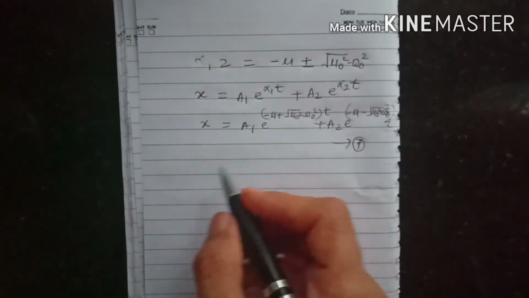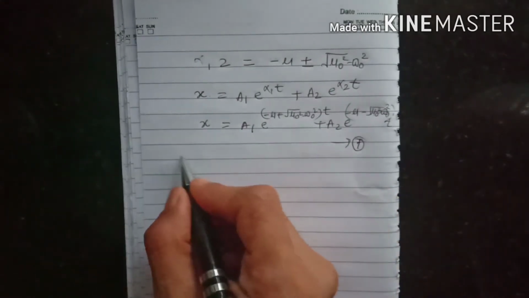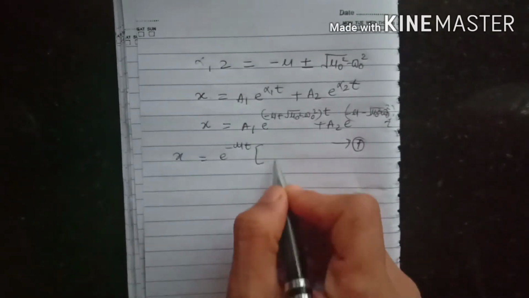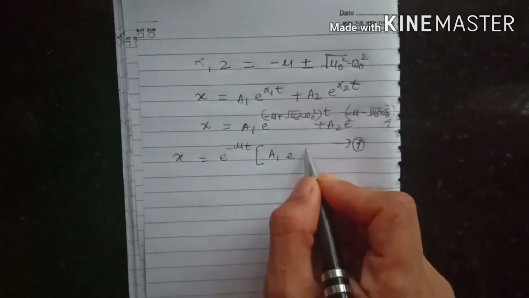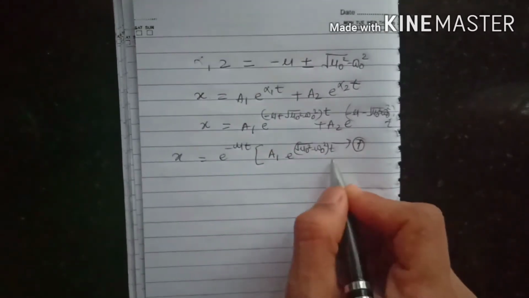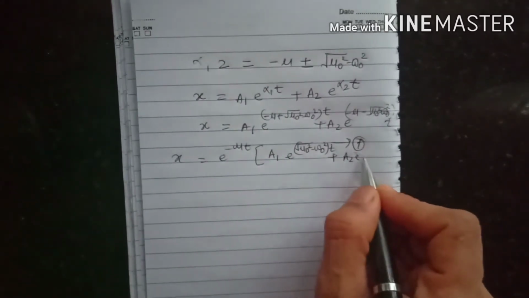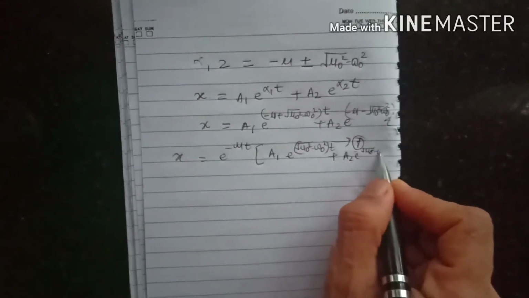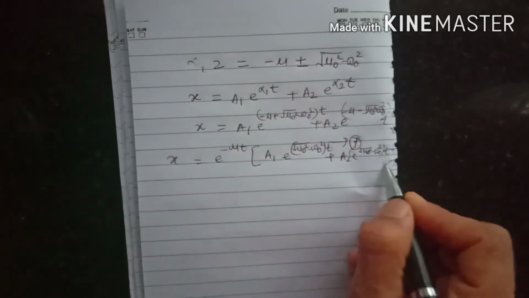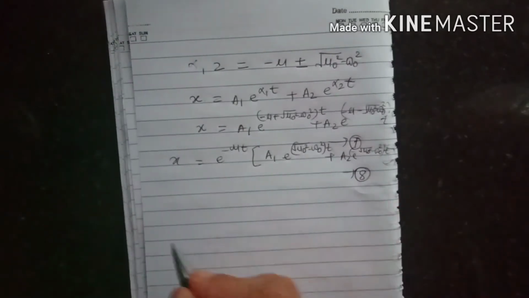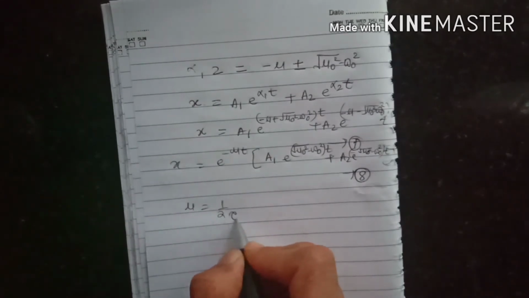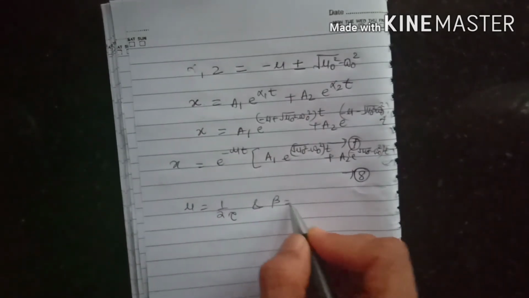Now what is common in between here? That is e^(-mu t), so x = e^(-mu t) [a1 e^(root of mu squared minus omega 0 squared t) + a2 e^(-root of mu squared minus omega 0 squared t)]. This is equation number 8.